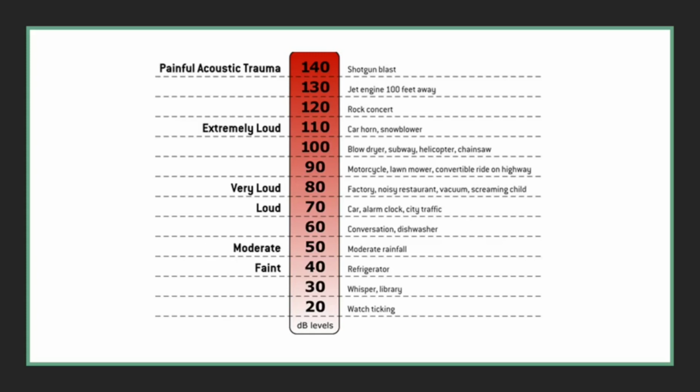Okay, so we've looked at that. We've looked at the decibels. Let's take a look at how sound is actually formed. Okay, so let's take a look at sound waves and pressure waves.